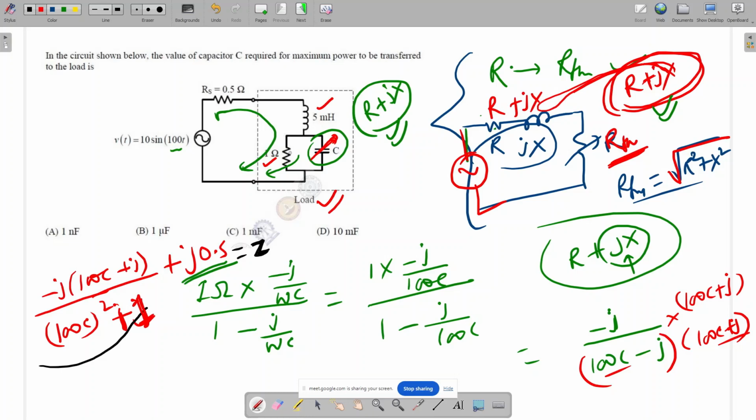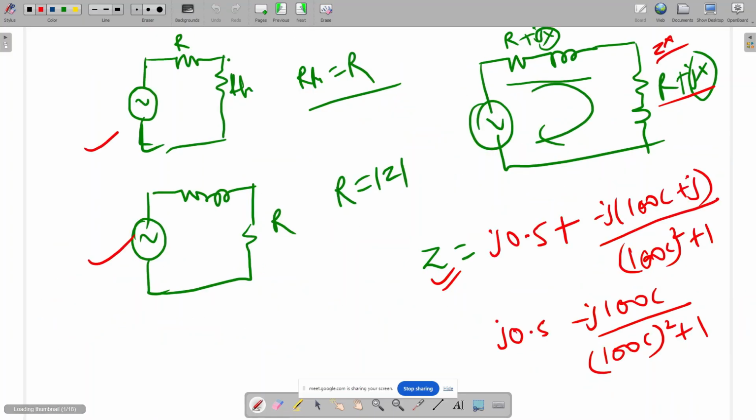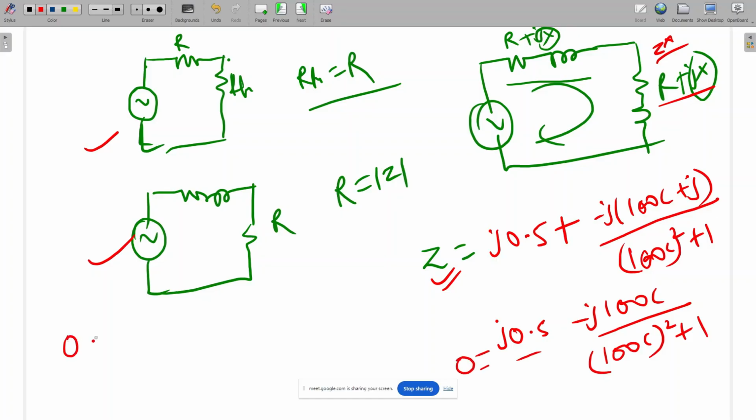It is also the case of resonance. Resonance means the reactive part will be 0. Okay, so from here we can calculate the C value. So this reactive part should be 0. So we can write 0.5 should be equal to 100C divided by (100C) square plus 1.